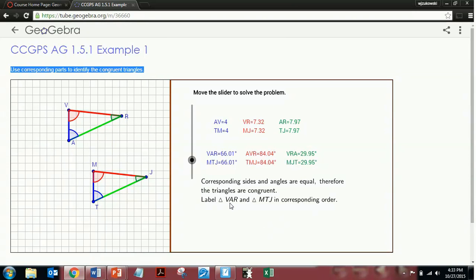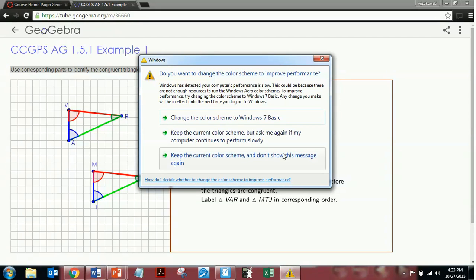Or if you pick these two letters in a row, VA and MT, the first two letters of each written triangle.